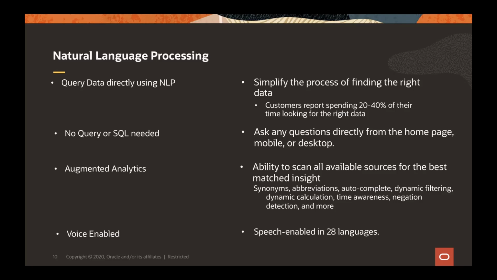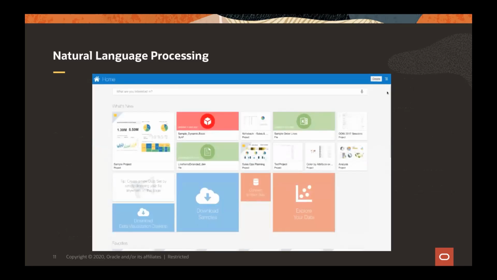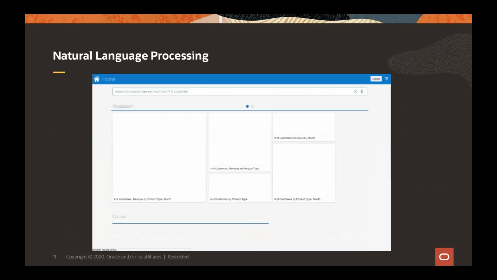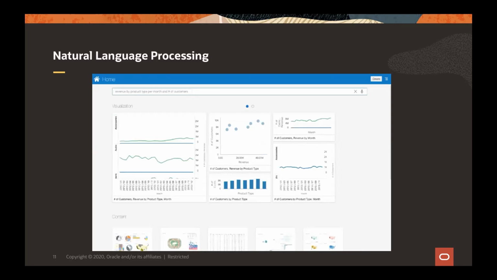The similar thing would be applicable with a voice on a mobile app as well. So as you can see in this particular one, we'll state our query in a very natural way. I need revenue by product type, by month, as well as number of customers. And the system is able to recognize that, convert that into a query, and give you the results. Pretty straightforward, pretty quick, and easy to use.